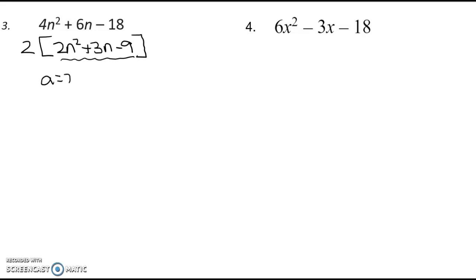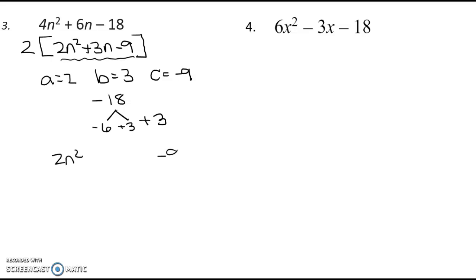So my A is 2, my B is 3, and my C is negative 9. And I continue on the same way. I'm going to multiply A times C, negative 18, and I've got to find two numbers that add to B, my 3. So that is going to be negative 6 and positive 3. So I rewrite 2n squared minus 9, and in the middle I'm going to put my two special numbers I found with x's attached. And I'm going to factor by grouping.